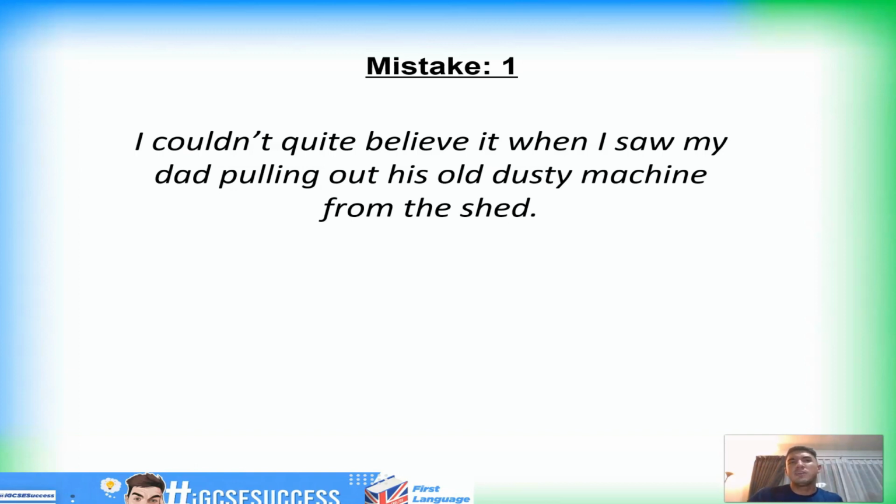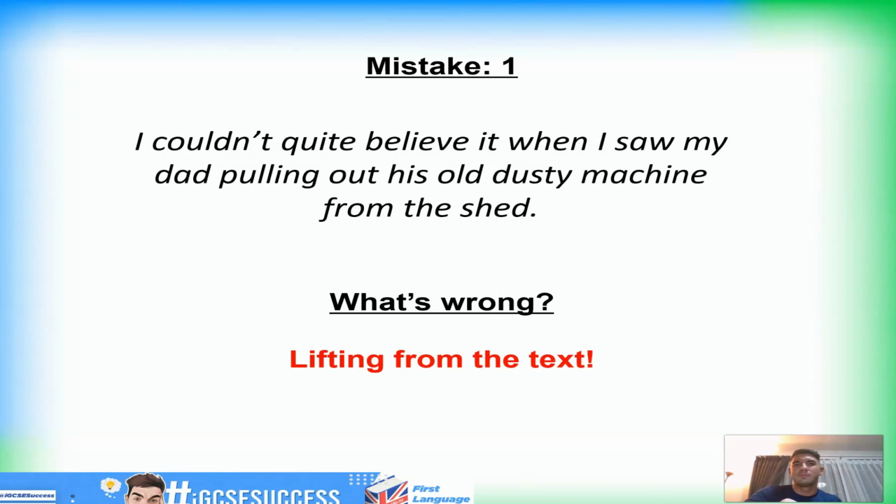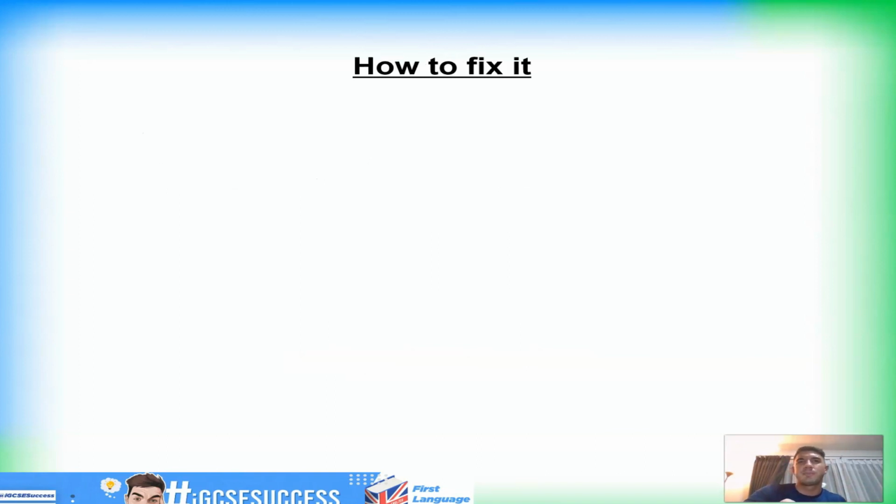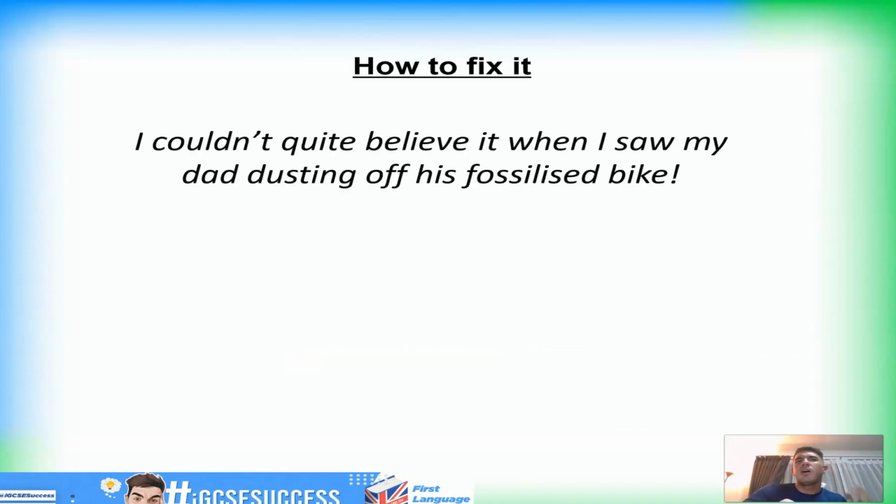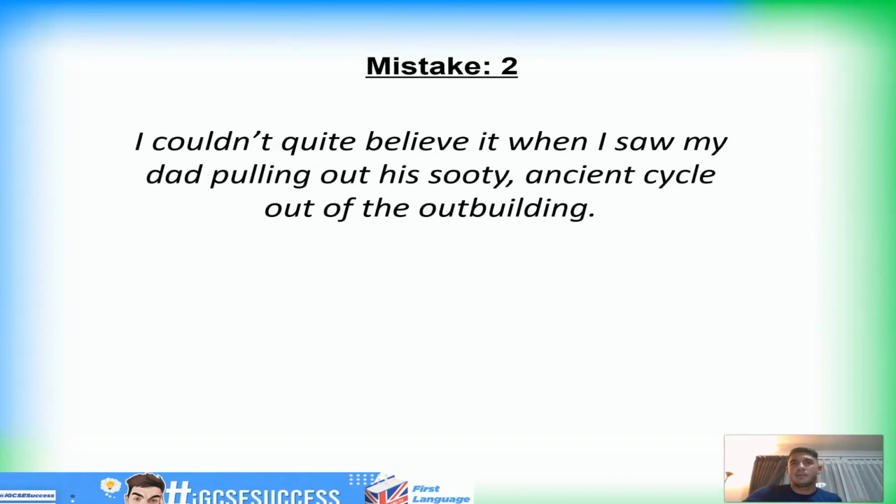Let's take a read. I couldn't quite believe it when I saw my dad pulling out his old dusty machine from the shed. What's wrong? I'll give you 5 seconds thinking time. Now, of course, I am lifting from the text. You really want to avoid doing that at all costs. How to fix it? I couldn't quite believe it when I saw my dad dusting off his fossilized bike. Would be perfect. Now let's take a look at mistake number 2.